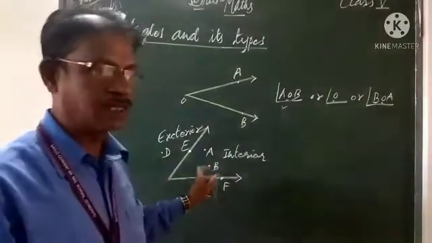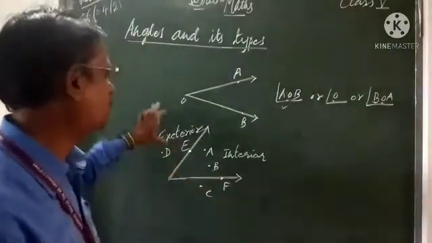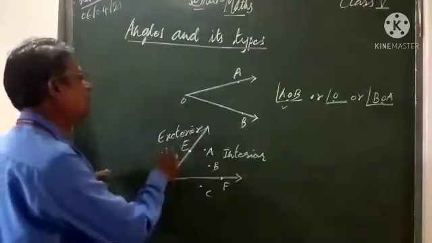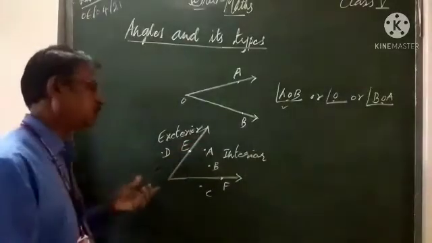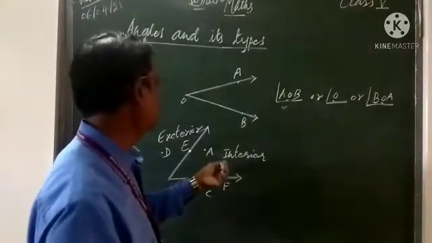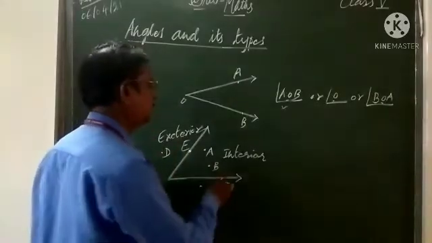Those points which are present outside the angle, such type of points are called what? Exterior points. So, understood the difference between interior, on, and exterior.